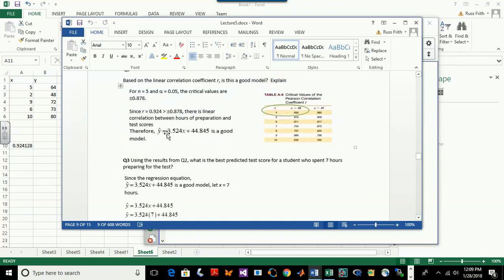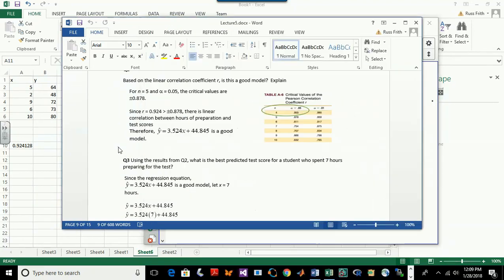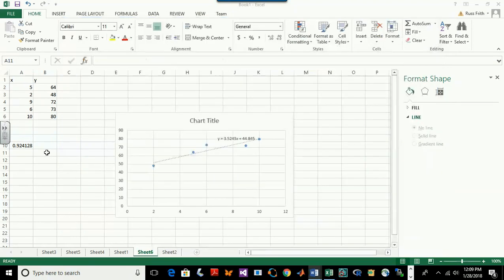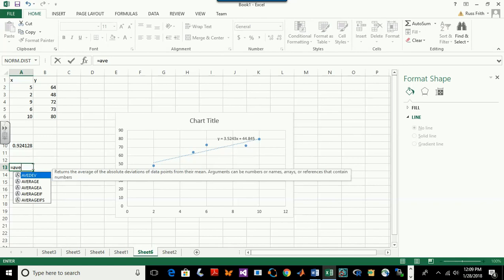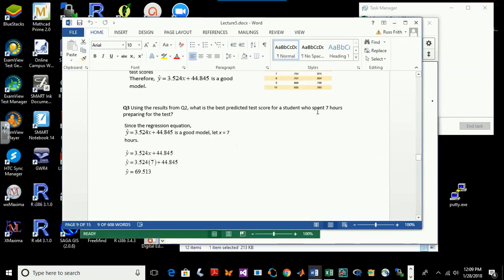If this equation is not good, in other words, if your test correlation value fell in this interval or in this interval, then you cannot use this equation. You will not be able to plug in 7. What you have to do then is, if this equation were not good, the average test score would be the average of the y values. So you would average this. It would be this. So you would report 67.4 rather than 69.5 as the average test score. You would use the average of the y values.